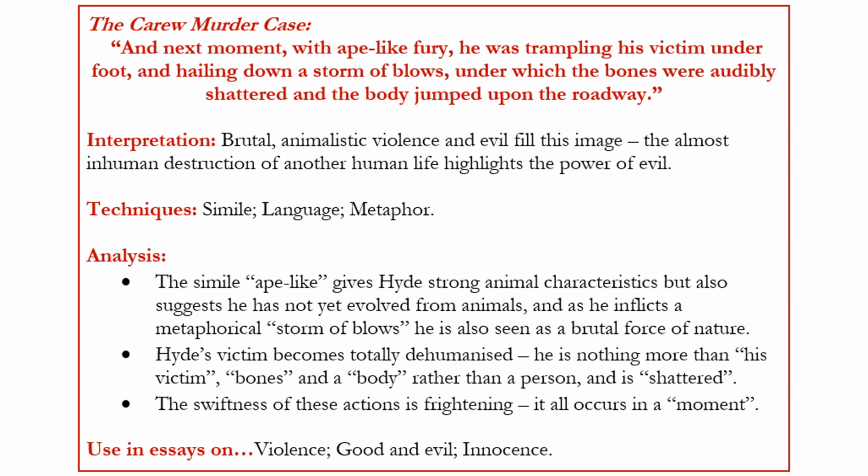However, that incident, hellish as it was, was an accident. Enfield describes how the two ran into one another naturally enough at the corner. The murder of Carew is the opposite. It is a deliberate, prolonged attack. Again, the victim of Hyde's violence is an innocent character, one who was very much surprised and a trifle hurt. Yet this time, rather than keep walking, the reader is told how, "next moment, with ape-like fury, he was trampling his victim underfoot and hailing down a storm of blows, under which the bones were audibly shattered and the body jumped upon the roadway."